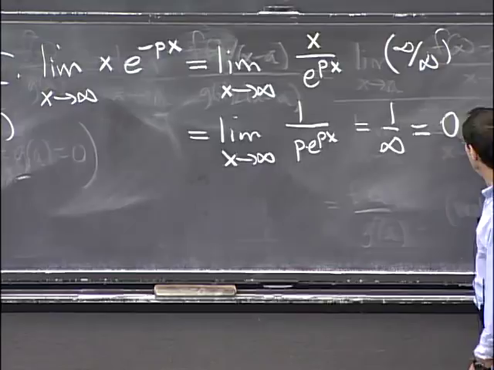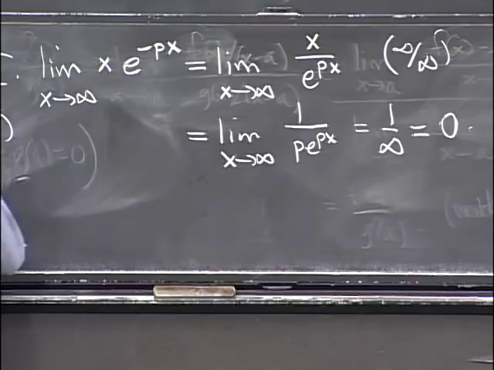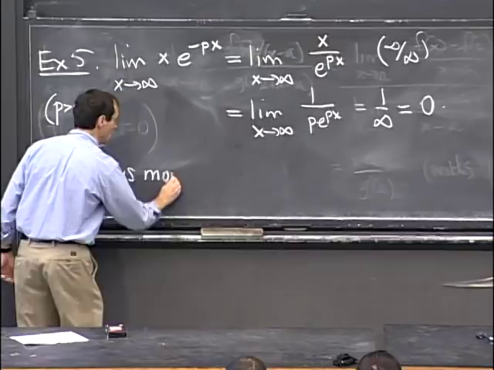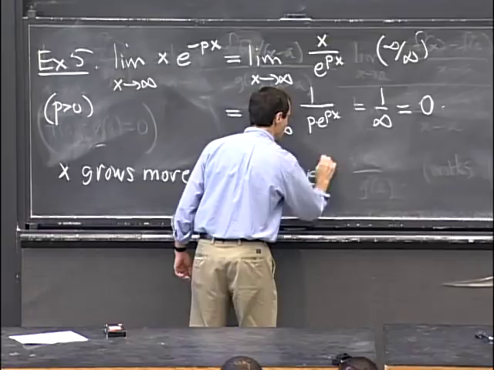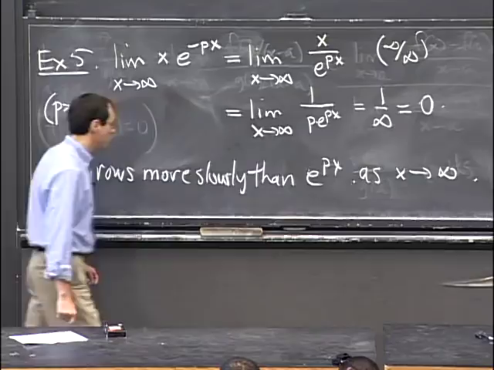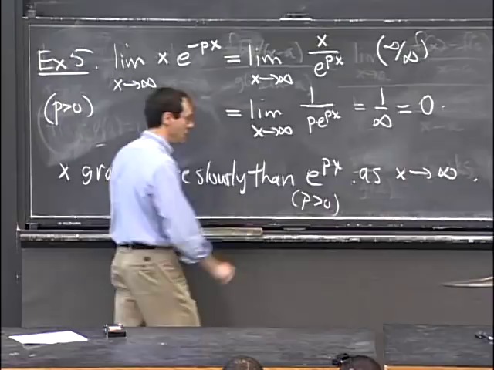And the conclusion is that x grows more slowly than e to the px as x goes to infinity. Remember, p is positive here, of course. It's the increasing exponentials, not the decreasing ones.